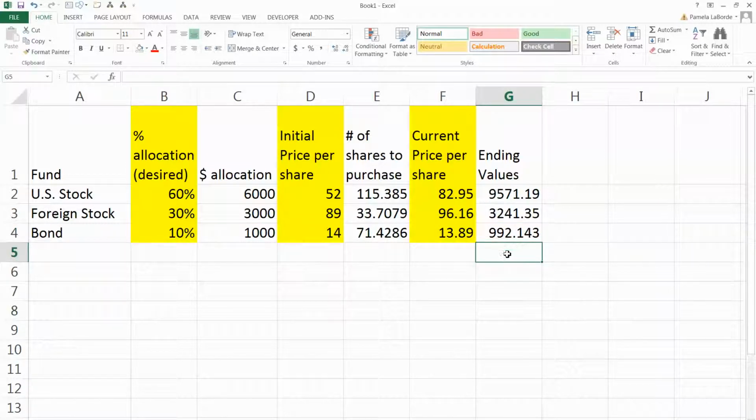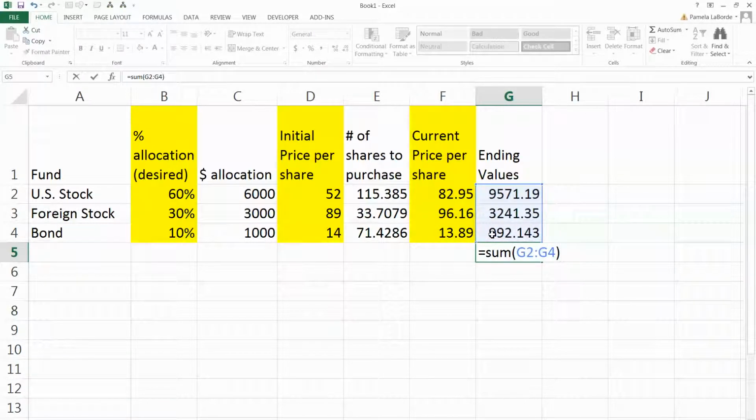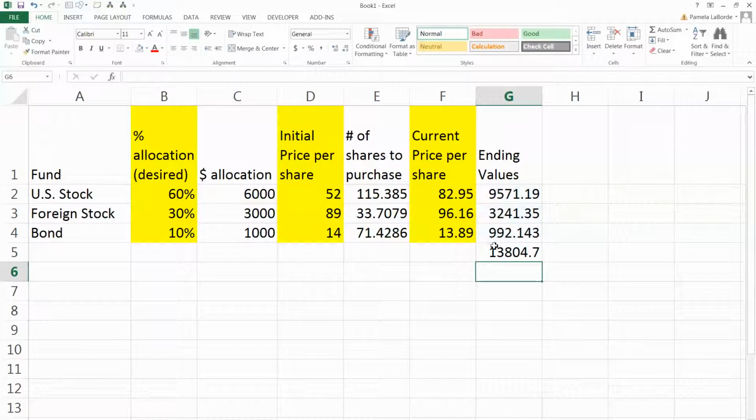Now I need to add all three of these. Here I'm going to let Excel just do this for me, but basically I want to sum these three numbers. Y'all can easily do that on the calculator. So summing the ending value of each of my three funds gives me an ending value of $13,805.